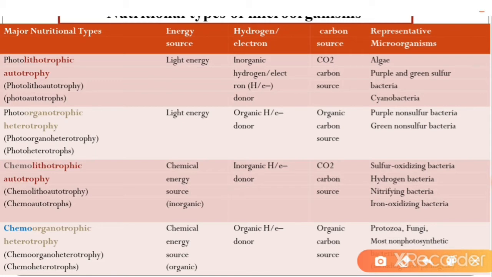Now see, the first type is photolithoautotrophy. They use light as an energy source, inorganic hydrogen or electron donor, and CO2 as a carbon source. The examples are algae, purple and green sulfur bacteria, and cyanobacteria.